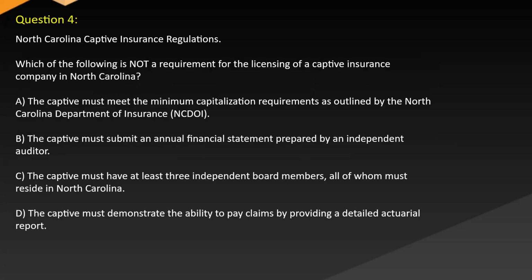Question 4. North Carolina Captive Insurance Regulations. Which of the following is not a requirement for the licensing of a captive insurance company in North Carolina? A. The captive must meet the minimum capitalization requirements as outlined by the North Carolina Department of Insurance (NCDOI). B. The captive must submit an annual financial statement prepared by an independent auditor. C. The captive must have at least 3 independent board members, all of whom must reside in North Carolina. D. The captive must demonstrate the ability to pay claims by providing a detailed actuarial report.